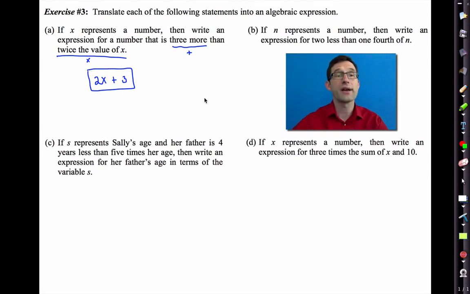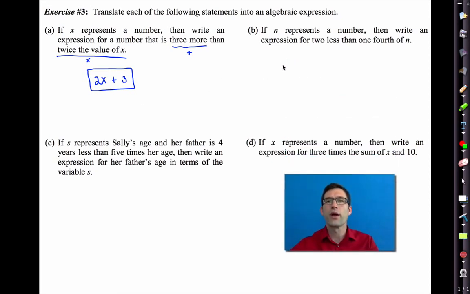Not 3 plus 2x, but 2x plus 3. 3 more than twice the value of x. Letter B. If n represents a number, then write an expression for 2 less than 1/4 of n. All right, 2 less than 1/4 of n.